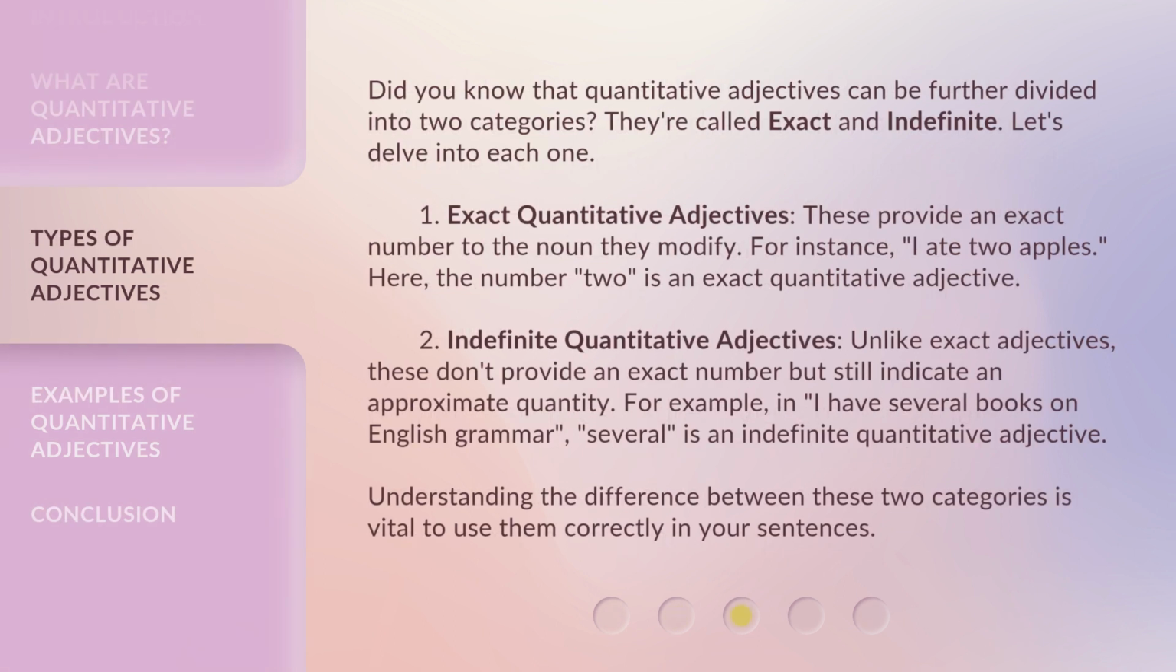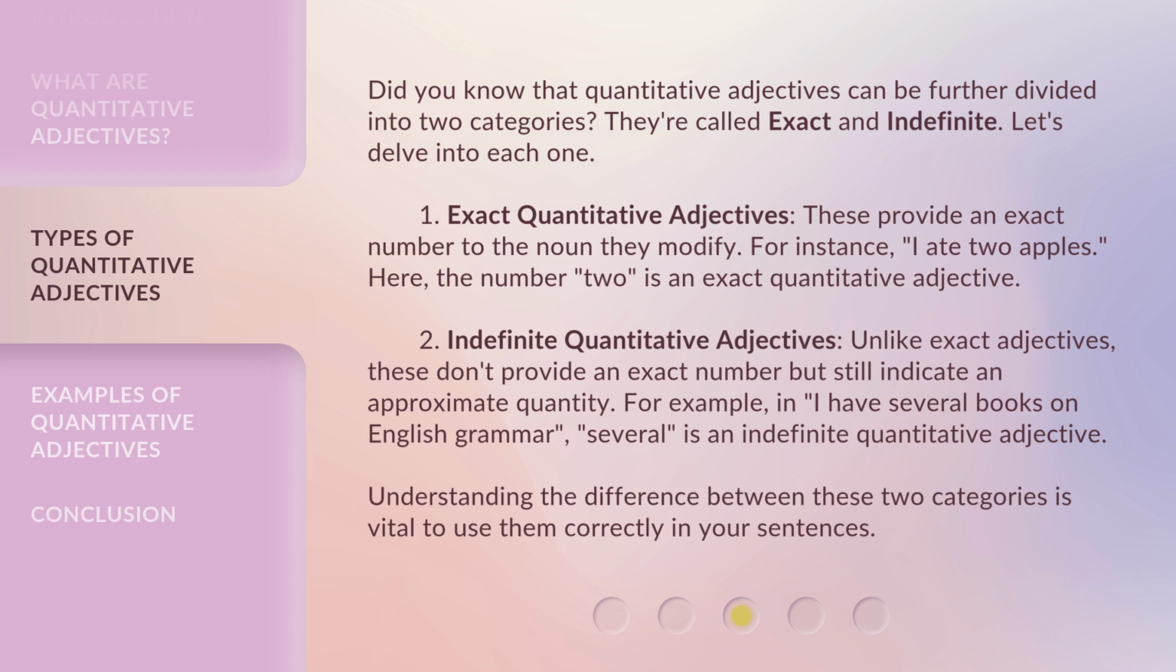Did you know that quantitative adjectives can be further divided into 2 categories? They're called exact and indefinite. Let's delve into each one. 1. Exact quantitative adjectives. These provide an exact number to the noun they modify. For instance, "I ate 2 apples." Here, the number 2 is an exact quantitative adjective.